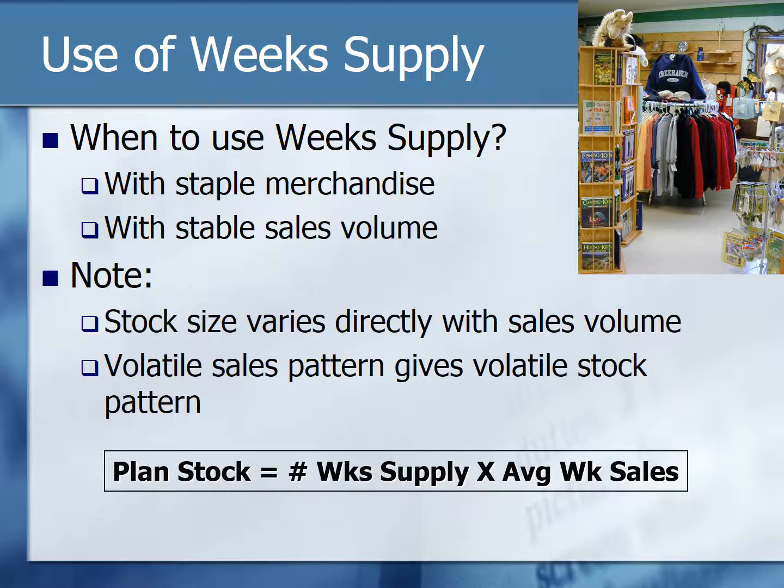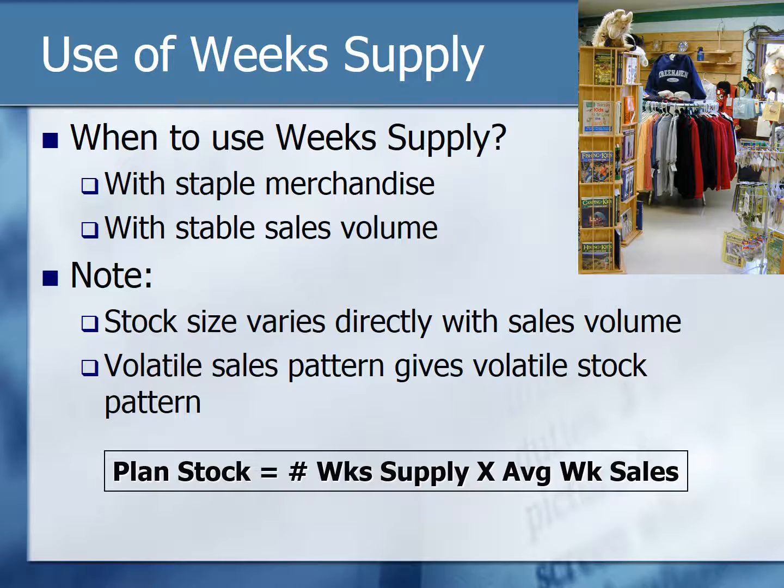Remember that with this method, the stock level is planned to be directly related to the sales volume. It is a direct proportion to the sales. Because the planned stock level is the average weekly sales times the number of weeks supply, and the number of weeks supply is a set number, a constant number, your planned stock level will be proportional to your average weekly sales plan.